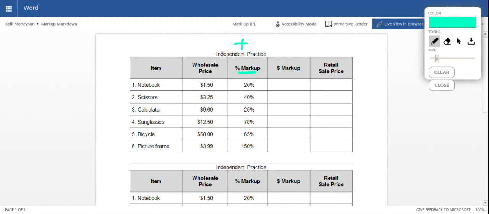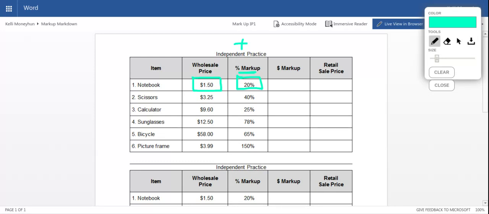And let's break down what our table is saying. So number one, the first item is a notebook. The wholesale price is $1.50. So that's the price the store buys it for. 20% is their markup percent. But our goal is to figure out how many dollars is that 20% markup, and then how much are we, the customer, going to buy it for. So what is that retail price?